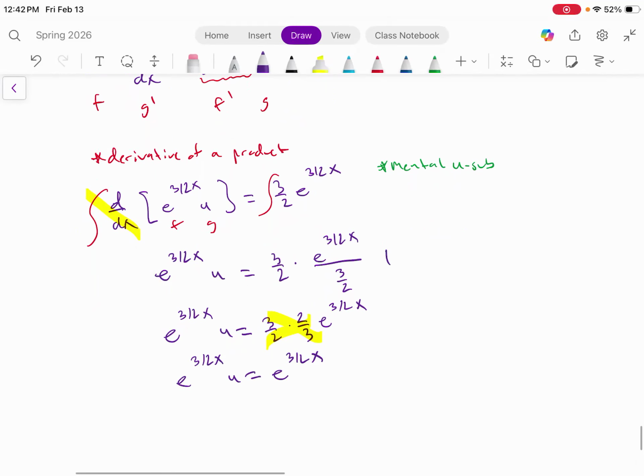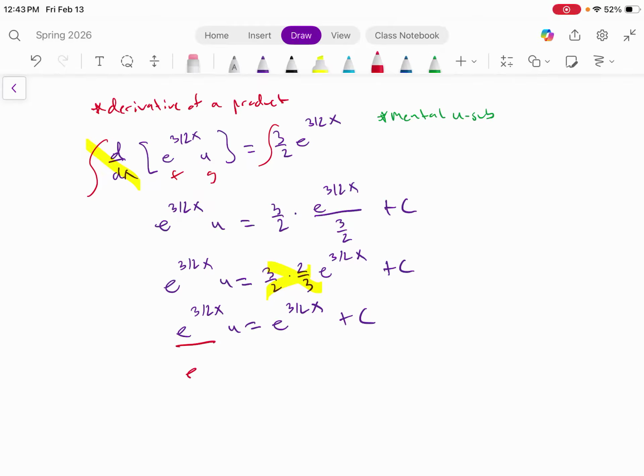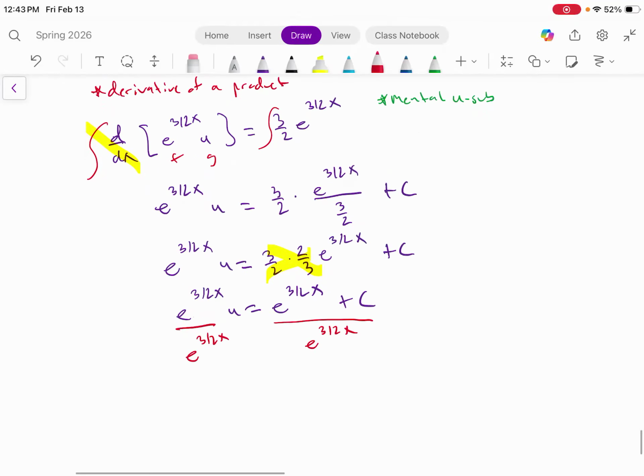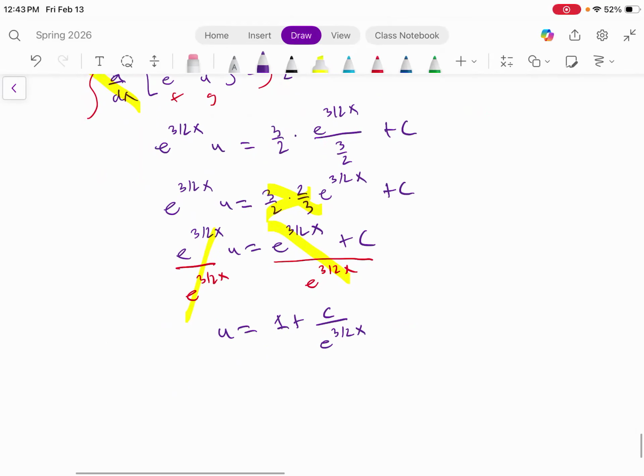Oh, excuse me, forgot my plus c. And then I'm going to divide both sides by e to the 3 halves x to solve for u. So that cancels out. And this also cancels out too on the right-hand side. My e to the 3 halves x cancel out. And so what I'm left with is u equals 1 plus c over e to the 3 halves x. Okay, so looks good now.